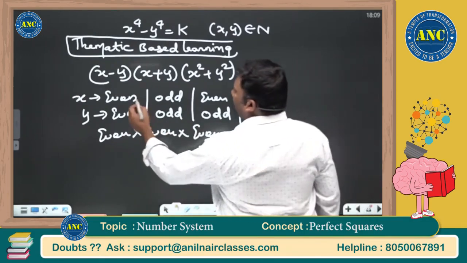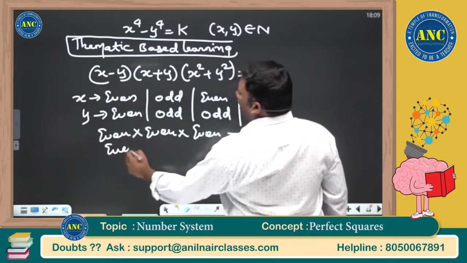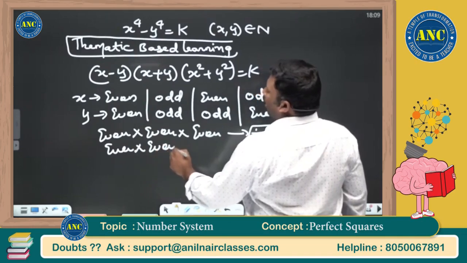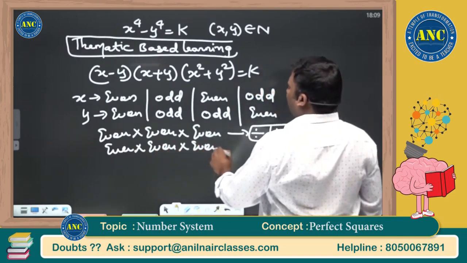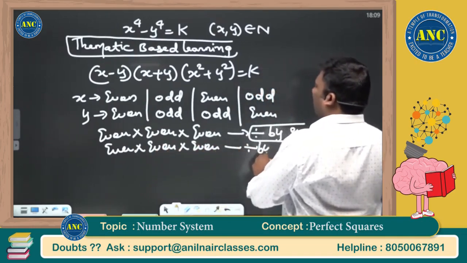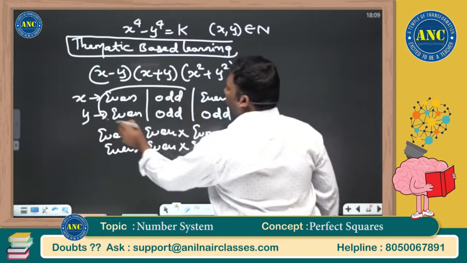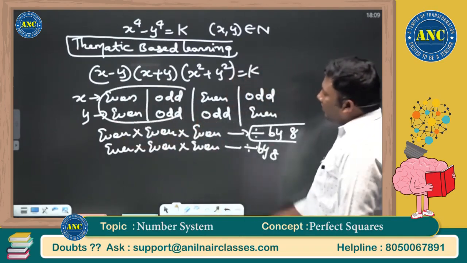Odd minus odd, even number. Odd plus odd, even number. Right hand side is divisible by 8. First two cases over. Now X is even, Y is odd.